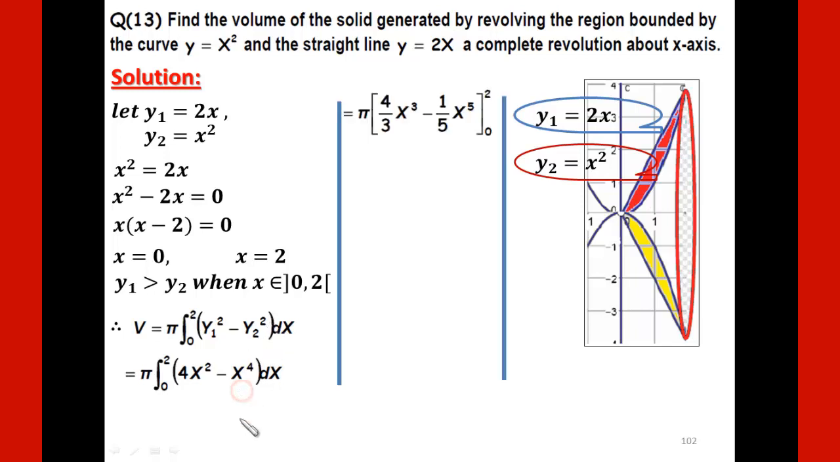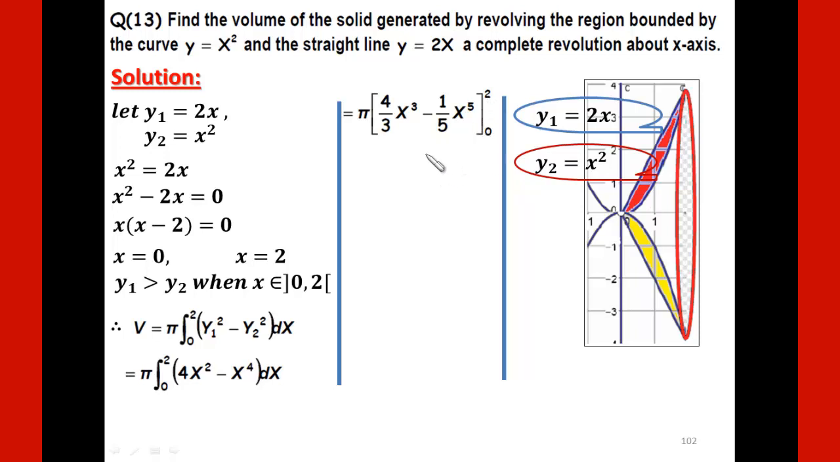And we start integration. We take pi out of the bracket. And what is the integral of 4x square? The integral of x square is x power 3 over 3, so the result will be 4 over 3 x power 3. And what is the integral of x power 4? It is x power 5 over 5. And we write 1/5 x power 5, from 0 to 2.